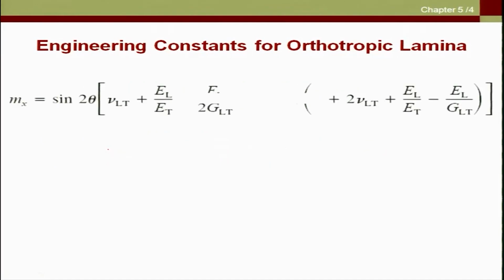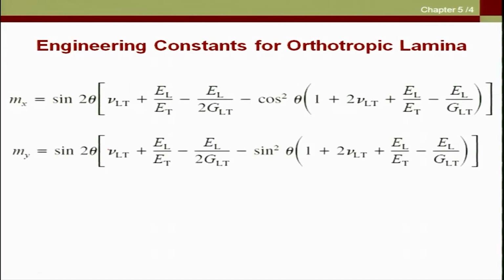Okay. For mx and my, what we see is that when theta equals 0 or theta equals 90, then for either of those cases mx and my are 0. So they assume non-zero values only when theta is not equal to 0 or 90 degrees.